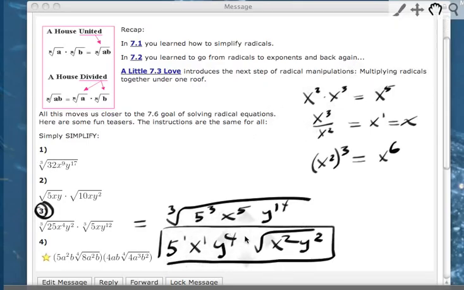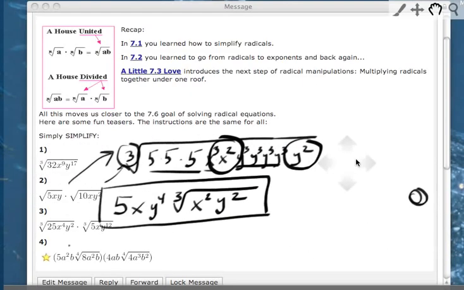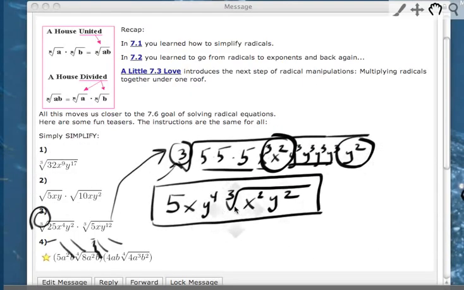5 times x times y to the fourth times what got left behind. So, full circle in the course. There's 4 cases where you add, subtract, multiply, and divide exponents. Well, I hope that helped, and I hope you found it somewhat interesting. And good luck with the rest of Chapter 7.